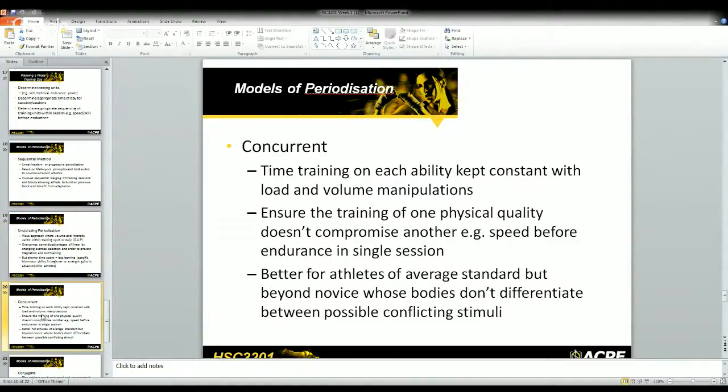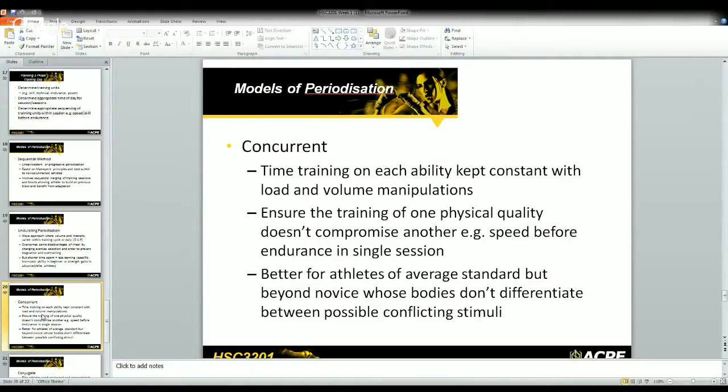Then we have our concurrent. This is where you're trying to train everything. And for team sport athletes or people who do multiple events in one event, such as a triathlete, you will sit there and focus on one specific component to work on. That's the focus, but at the same time, you're incorporating other areas of training so they don't lose it.